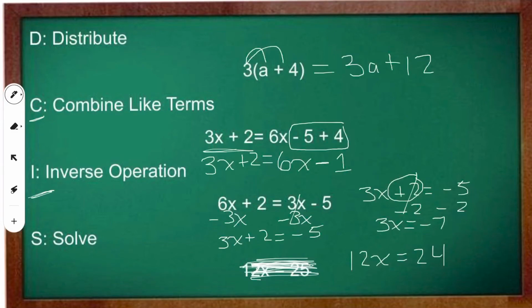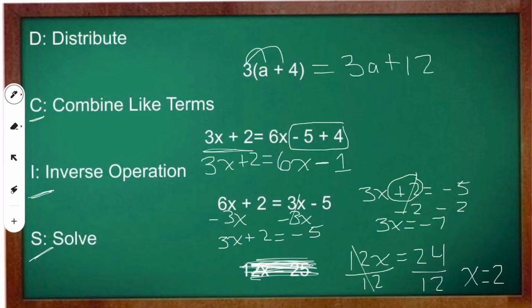And then we bring down our 3x, bring down our equal signs, and negative 5 minus 2 is negative 7. And our last step, S, solve. So what I mean by solve is we get rid of our coefficient. So we divide by 3 on both sides, and we are left with x equals negative 7 over 3. No, this is not the same equation, so do not get confused.